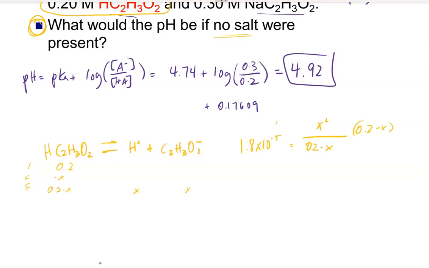Multiply both sides. We need to multiply 0.2 times 1.8. I guess I could have done that in my head. 3.6 times 10 to the minus 6. Oops. Minus 1.8 times 10 to the minus 5 x is equal to x squared. Bring those buddies over. Plus, minus. Quad form.